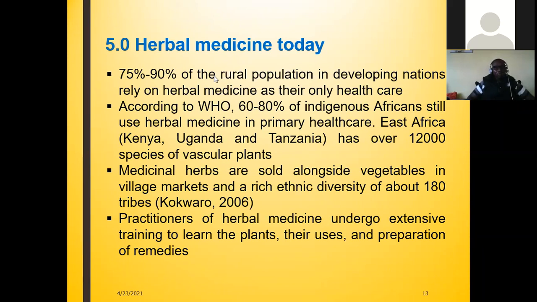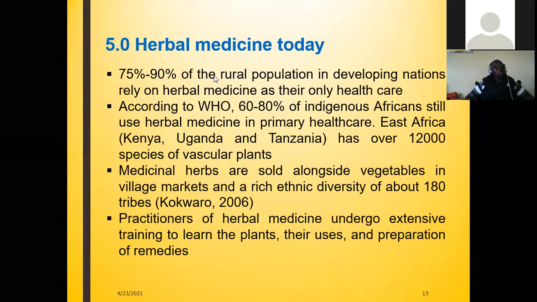The use of herbal medicine. The statistics say that 75 to 90% of the rural population in developing nations rely on herbal medicine. In fact, if you look at the book publication by Kokwaro, we are told that 60 to 80% of indigenous Africans still depend on traditional or medicinal plants for their primary healthcare.